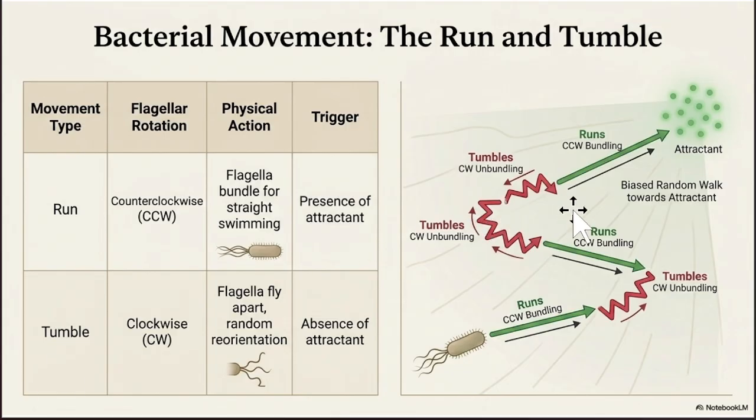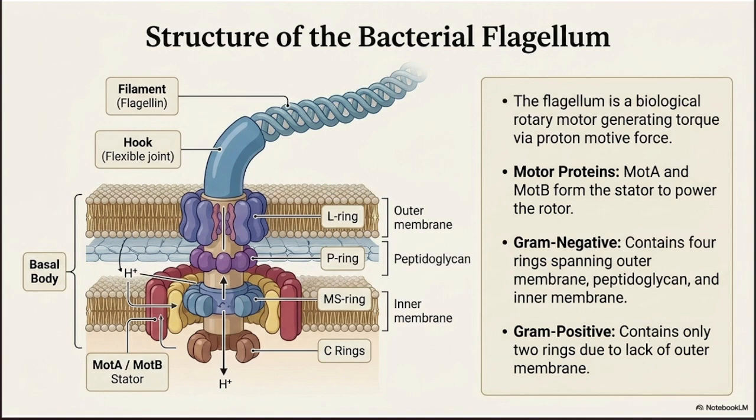What is the run and tumble mechanism of the bacteria? When the flagella move counterclockwise, the flagella bundle for straight swimming in the presence of nutrients. When it tumbles, the flagella rotate in the clockwise direction, the flagella fly apart for random reorientation, so that it does not move toward the signal, or it has a toxin.